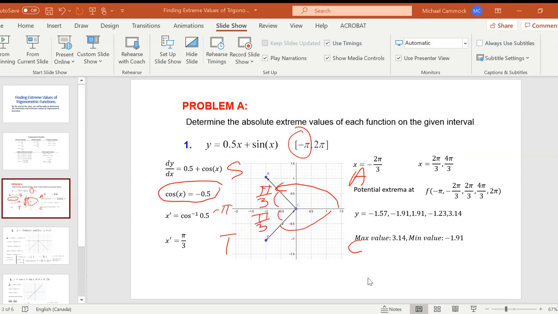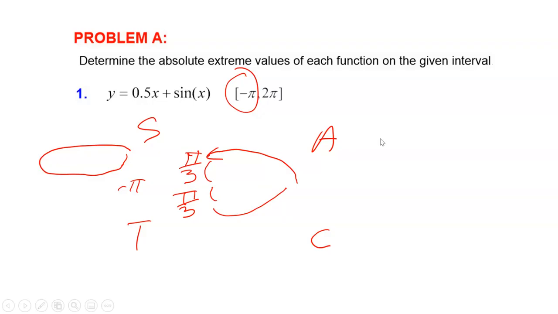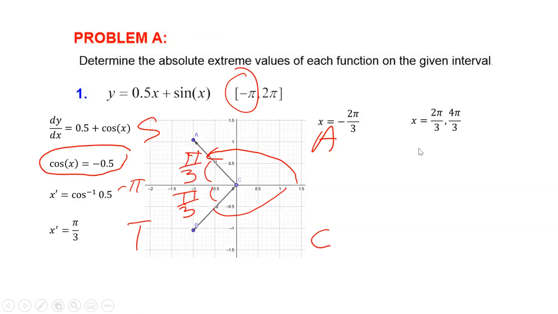Okay, so we're back to where we were before, and we're going to go from the current slide. Get all my stuff back. And those are my answers right there. All right.